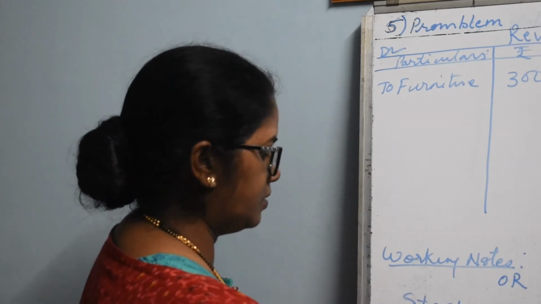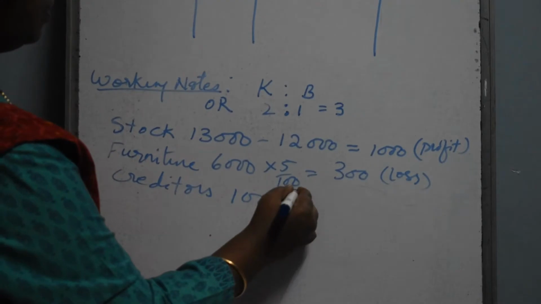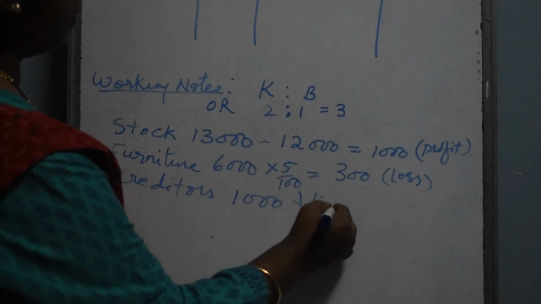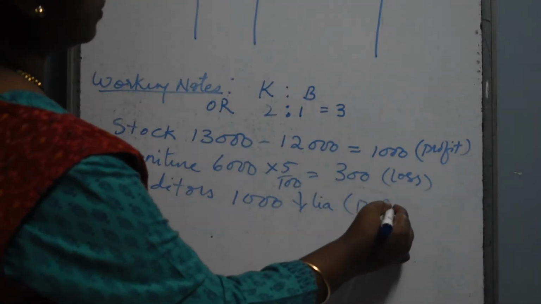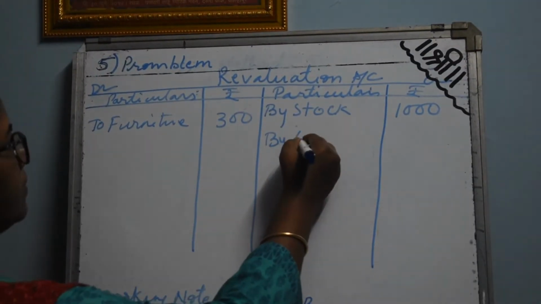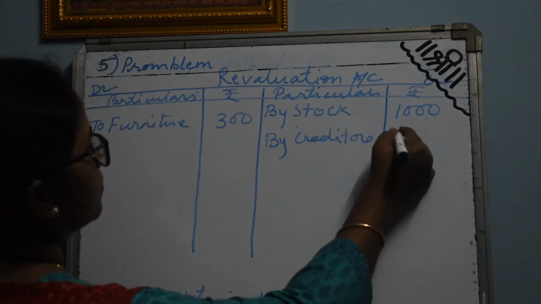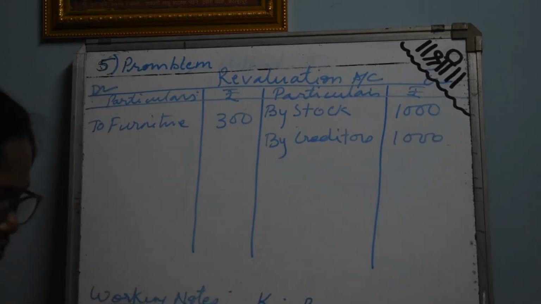So creditors 1,000, your liability has decreased. So it is a profit, a gain. So it will come on the credit side. Creditors, rupees 1,000. Okay.